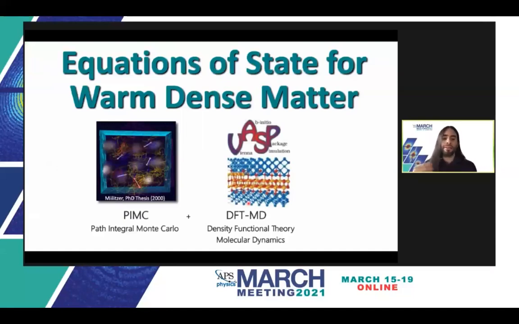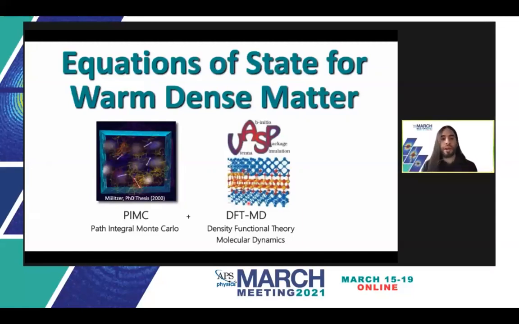So the way in which our approach works is the following. We combine regular DFT molecular dynamics with path integral Monte Carlo. In path integral, the electrons are paths, and we integrate over all possible paths. And DFT considers the electrons as wave functions that obey a time-independent Schrodinger equation. So they are completely different approximations. They are different approaches, and we expect that they produce the same results at the same conditions.